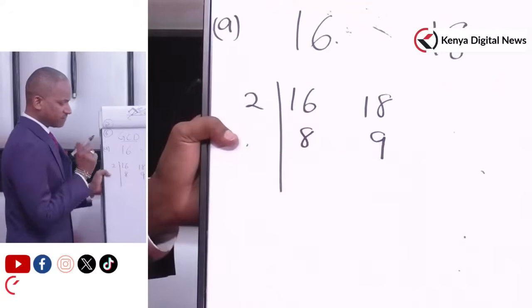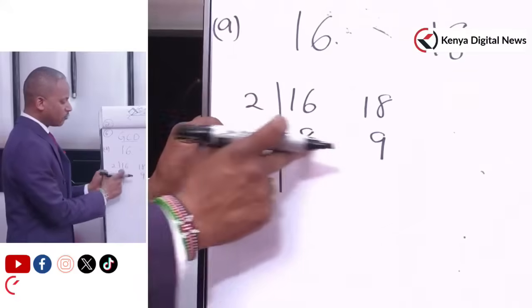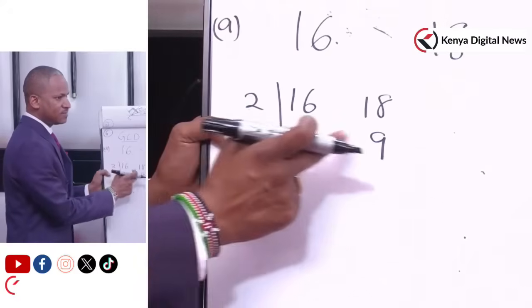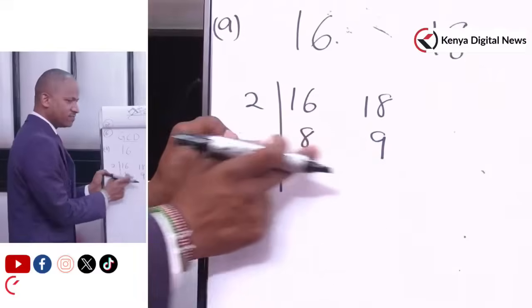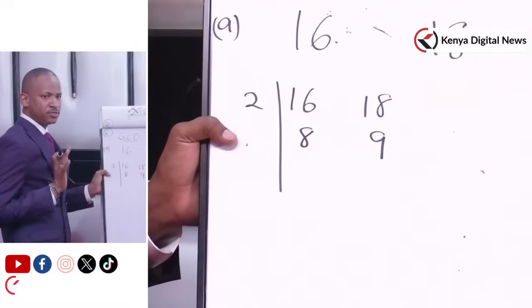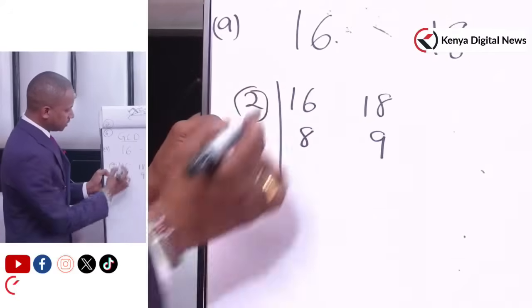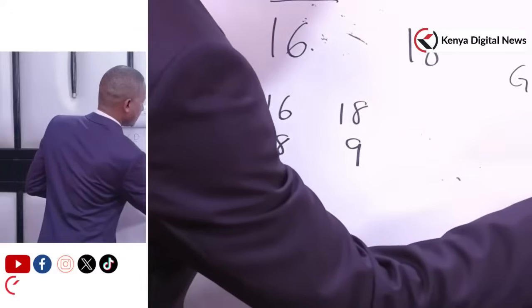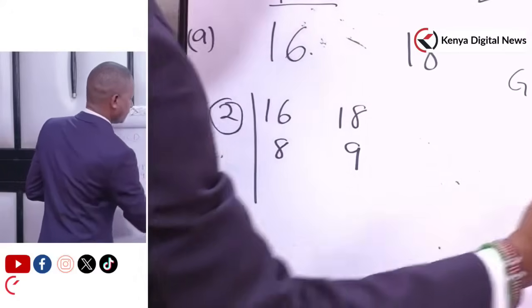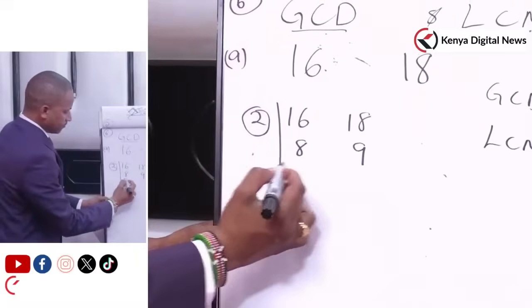So if you are finding a GCD, make sure that you leave it at the point where the next factor can give you a remainder. So if the next factor gives you a remainder in either of these numbers, you leave it at that point. So our answer is 2. So GCD of 16 and 18 equals to 2. What about their LCM? Now, you leave it at that.